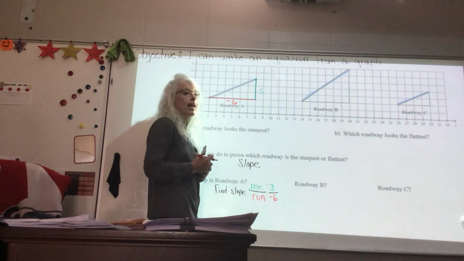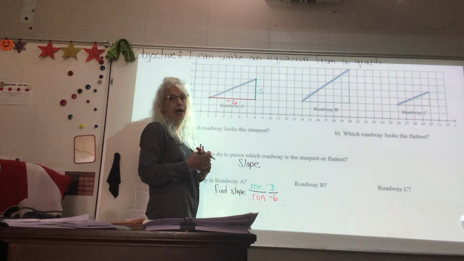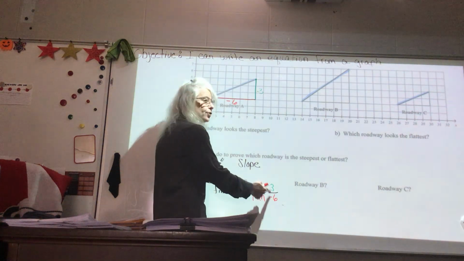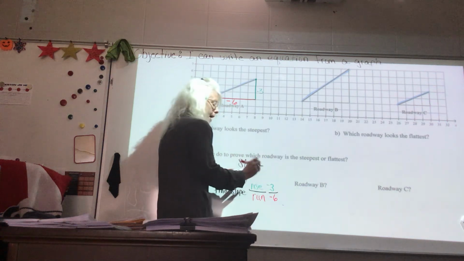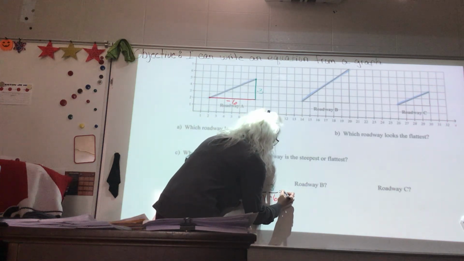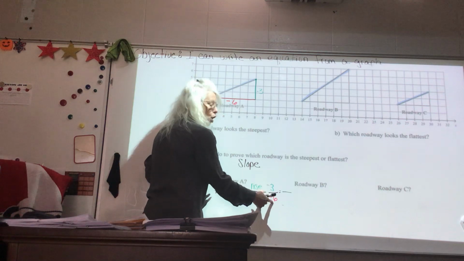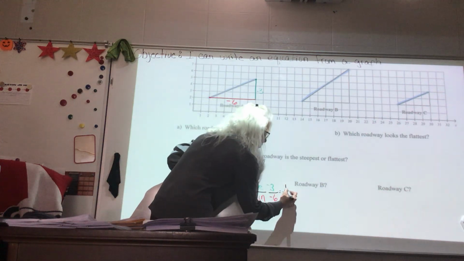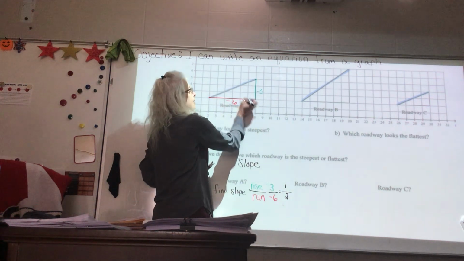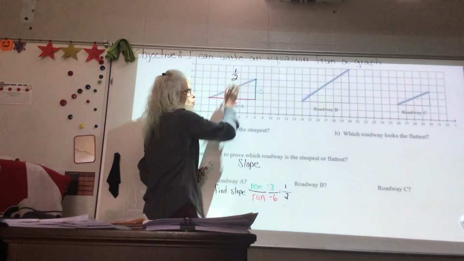Now I'm going to simplify, and we're not going to change this to a decimal. Negative divided by negative is a positive. And then 3 over 6 simplifies to 1/2. So this has a slope of 1/2.